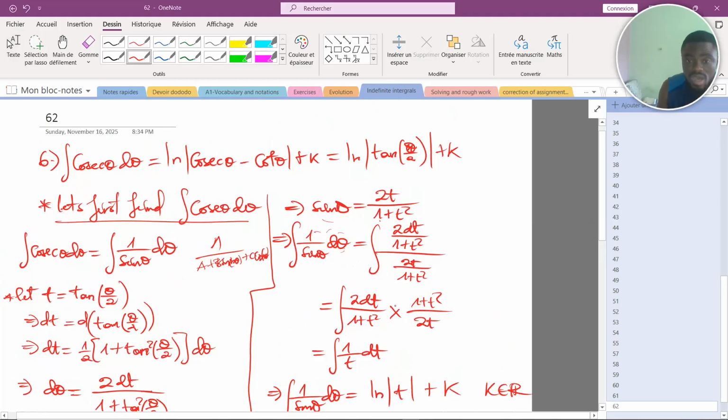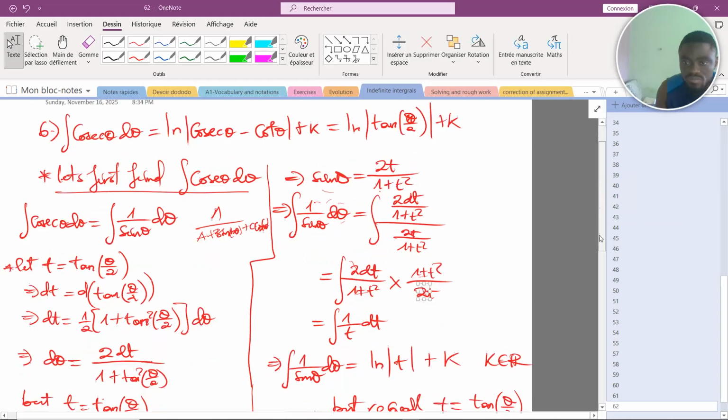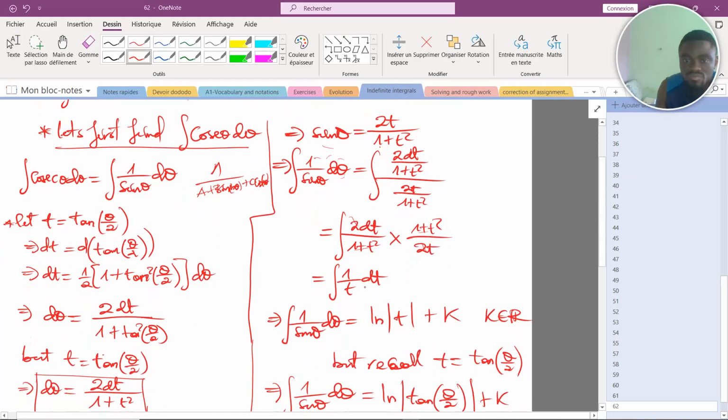Is that okay? I'll rearrange things. This and this will go. Is that okay? And this 2 will go with it. And I'll be left with what? I'll be left with the integral of 1 all over t dt. We know that the integral of 1 all over t dt is simply equal to what? Ln of the absolute value of t plus our constant k belonging to R. Is that okay? So we then have this integral being equal to this.